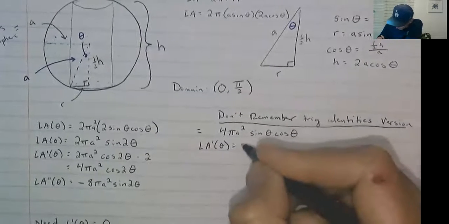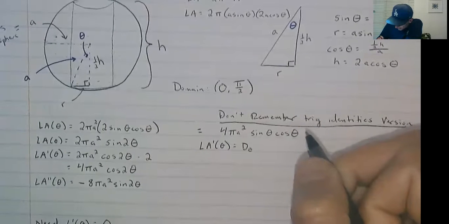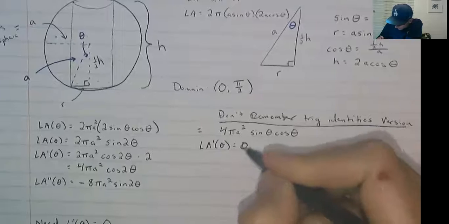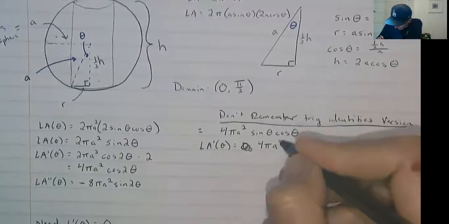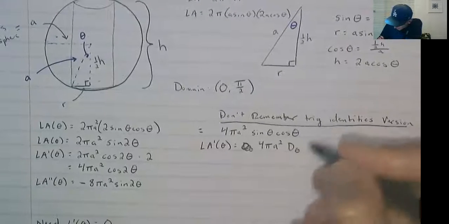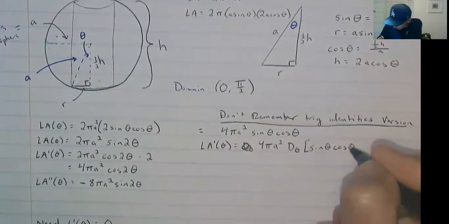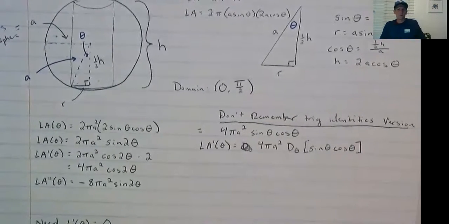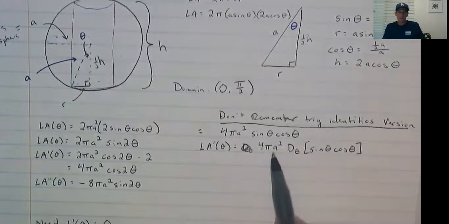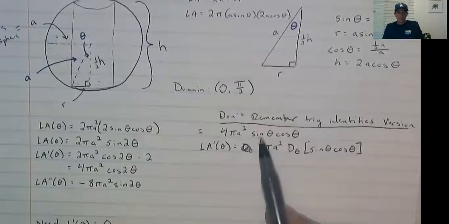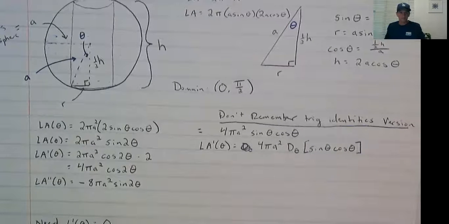differentiating this guy with respect to theta. We're going to do 4 pi a squared times this derivative, which will be product rule, and it's kind of nasty, but we can do it. Well, how come you can pull that out? Because it's a constant. Now we know that the derivative of some constant times a function is just that constant times the derivative of that function. Totally fine.